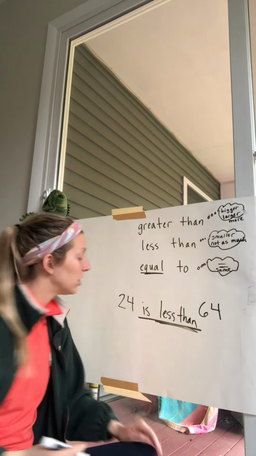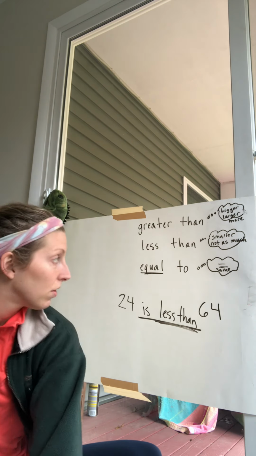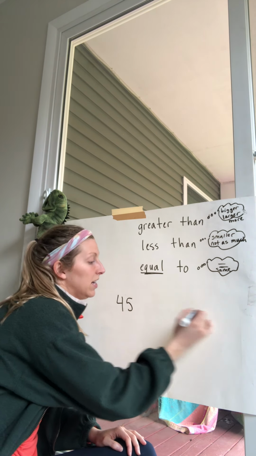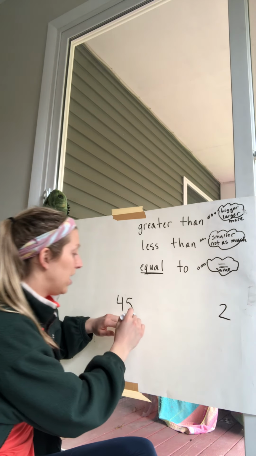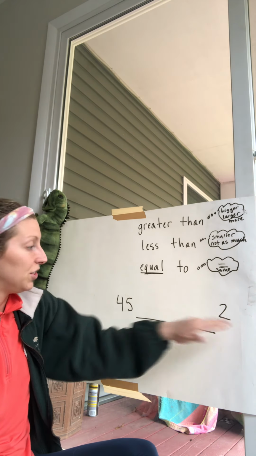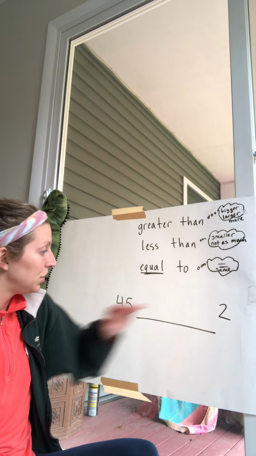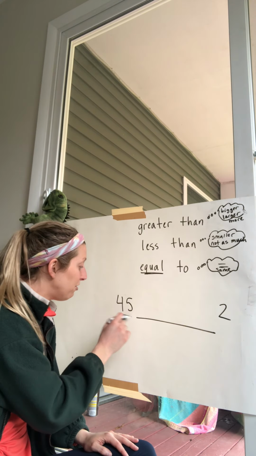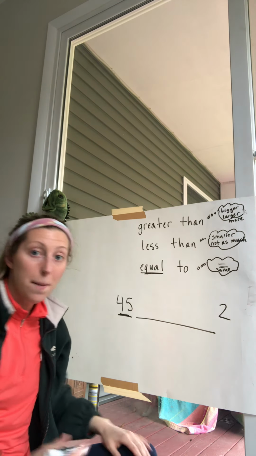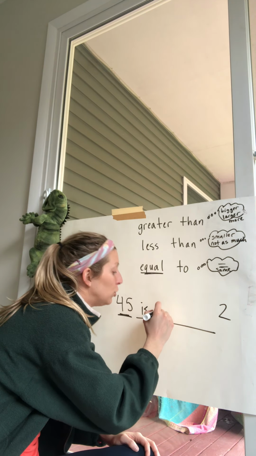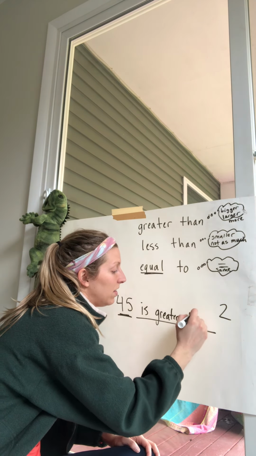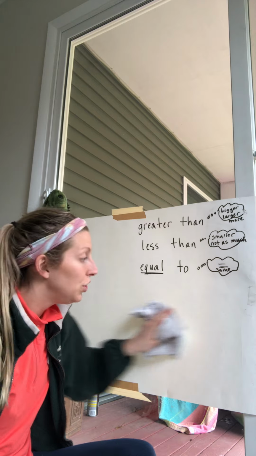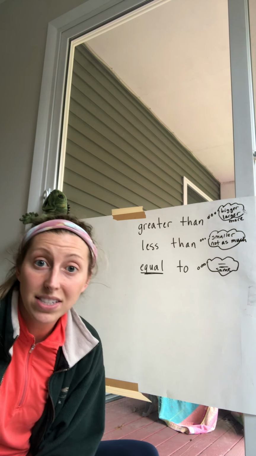We would use those two words because we read it from left to right. Is less than. What about 45 and 2? Is 45 greater than 2? Is 45 less than 2? Or is 45 equal to 2? Yeah, it's greater. 45 is the bigger, the larger number. So 45 is greater than 2.